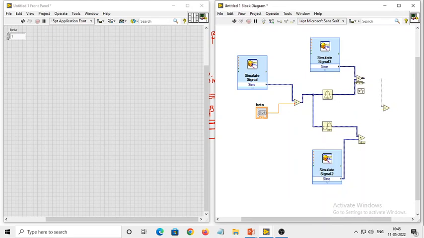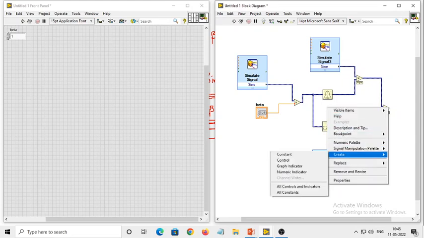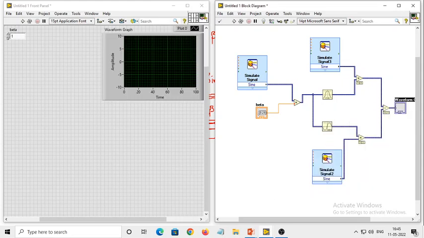Then one input will be coming from here, the other input will be. Now the output of this subtract block is what is your FM signal. Okay, let me show you how it looks like. Give a graph indicator.